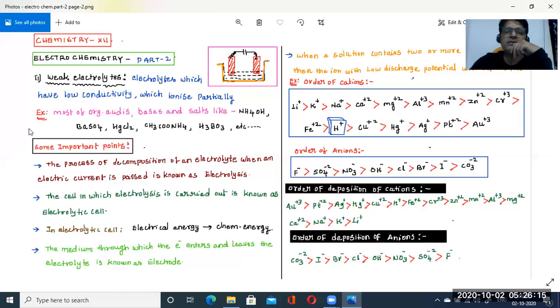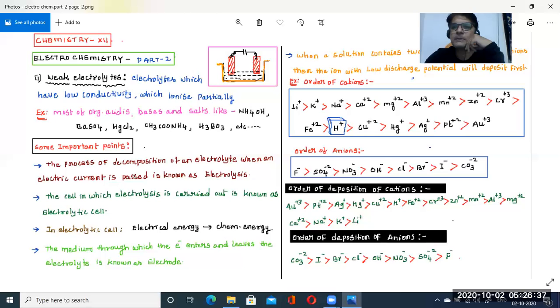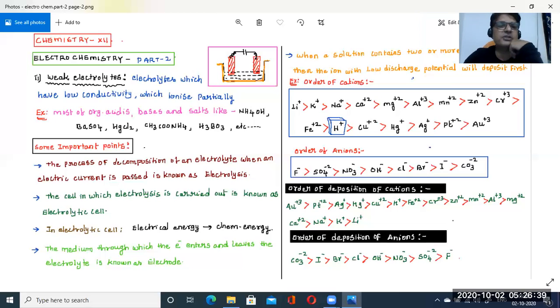Weak electrolytes. Okay, now here I'm going to explain some important points to be noted. And one more thing, before going to explain, please take a screenshot of this page if you want. Please take the screenshot now. Yes, now let us continue with some important points.